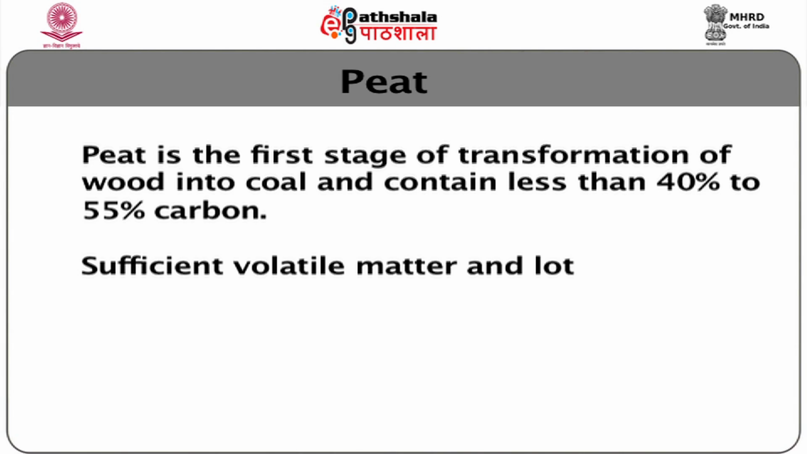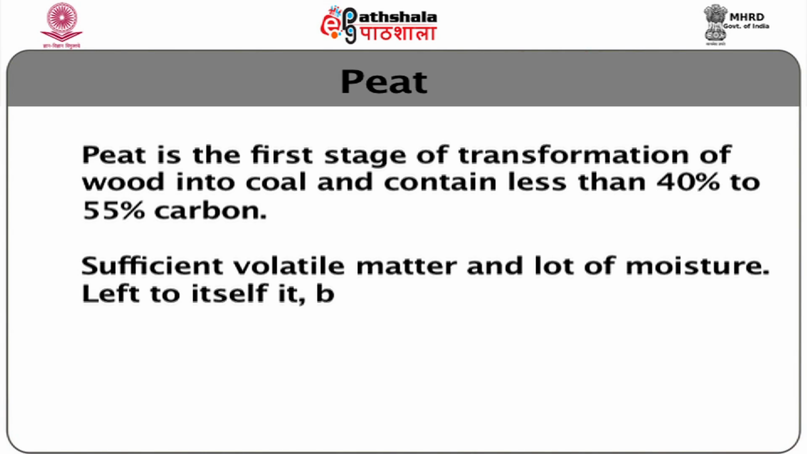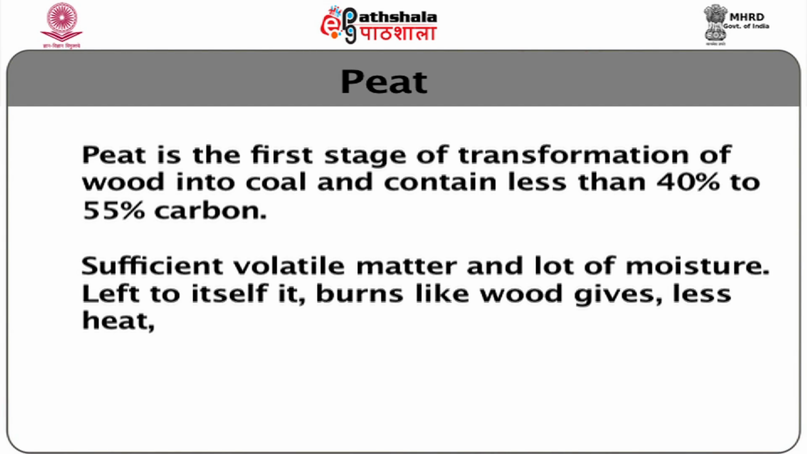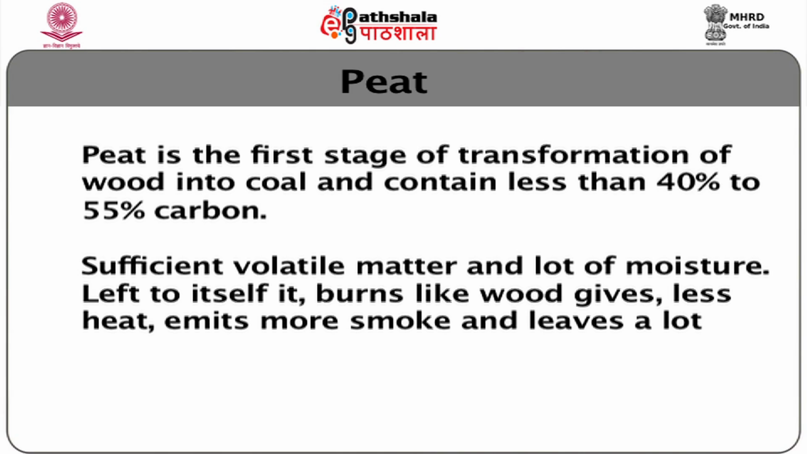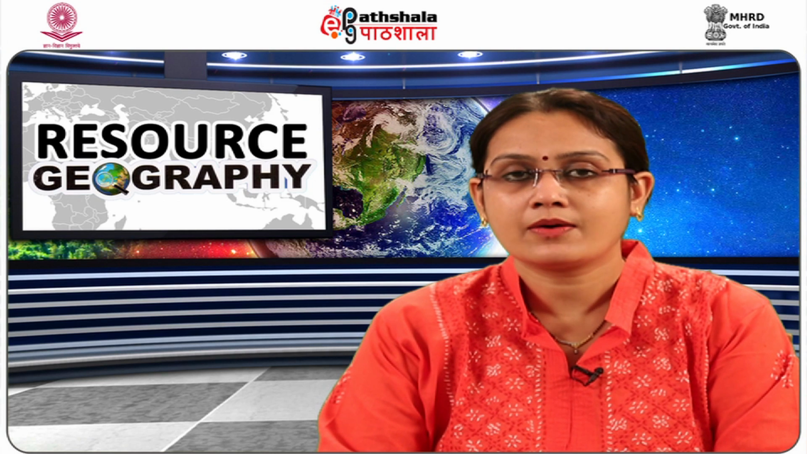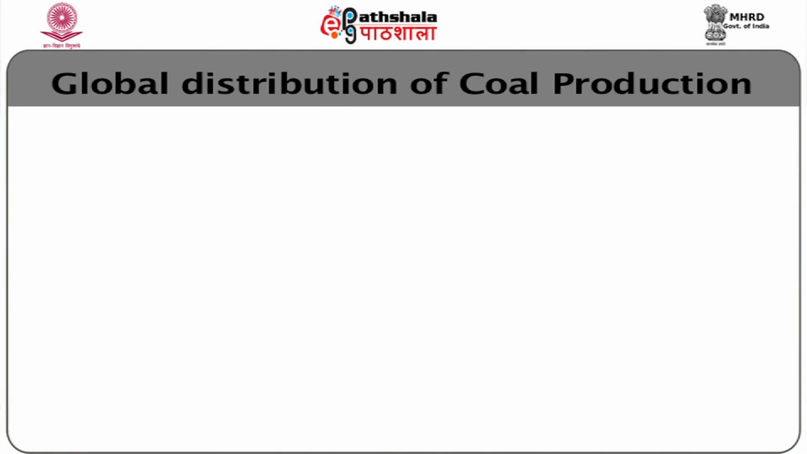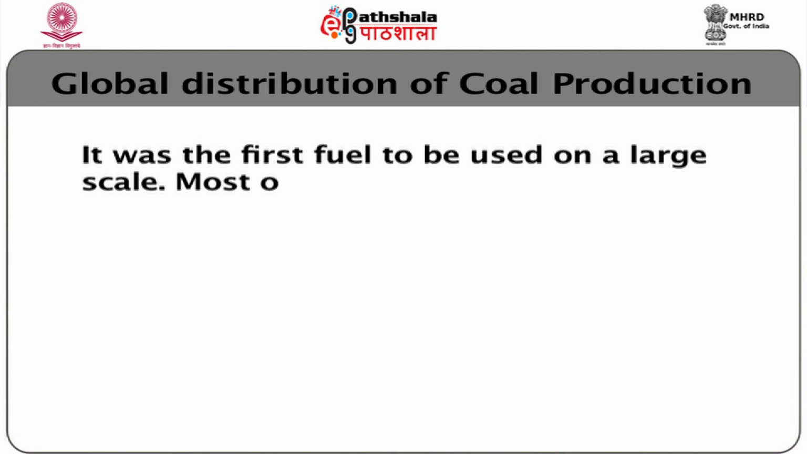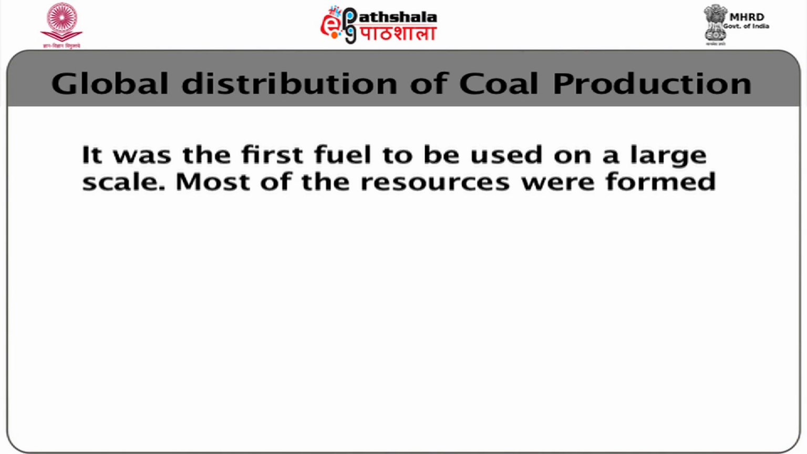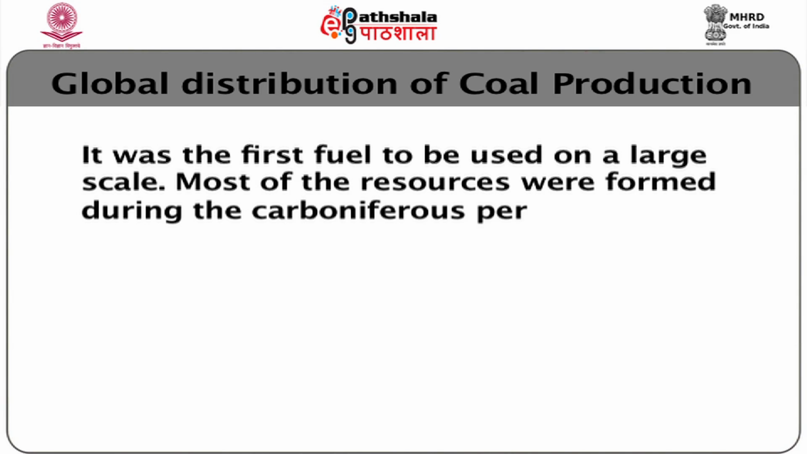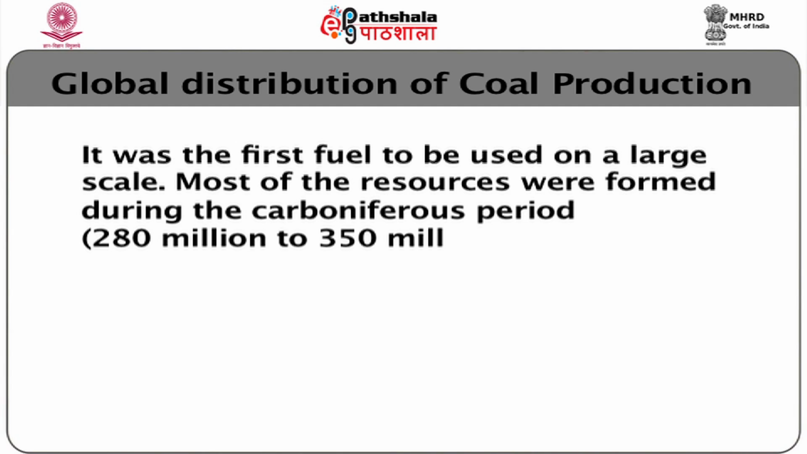Significant volatile matter and moisture is also present in this coal quality. Now, left to itself, it burns like wood, gives less heat, emits more smoke and leaves a lot of ash after burning. Now, about the global distribution of coal production, it was the first fuel to be used on a large scale since the industrial revolution, of course, due to the massive use of coal for industrial purposes.